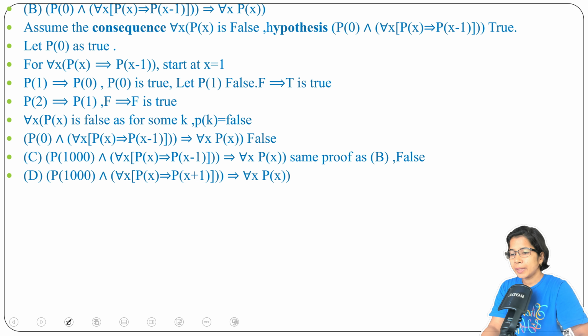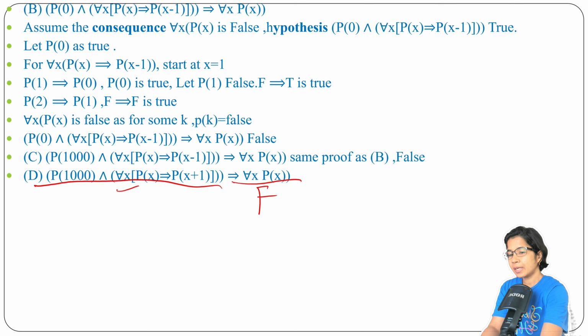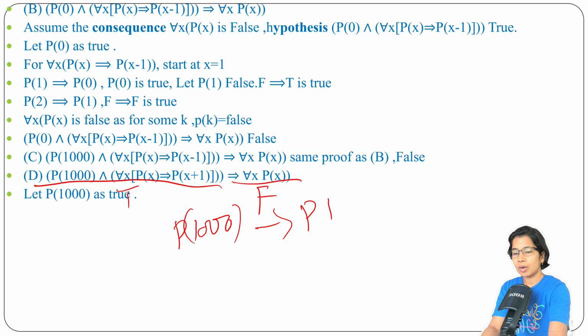Next, option D: p of 1000, and for all x, p of x implies p of x plus 1, whole implication for all x, p of x. Let this be false. We'll try to check whether the left side can be true or not. So first, we'll consider p of 1000 is true. Next, for all x, p of x implies p of x plus 1. So p of 1000 is true implies p of 1001. To make the whole implication true, if this is true, this should be true.